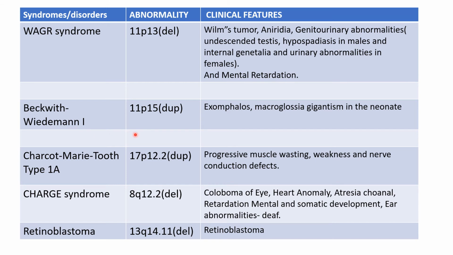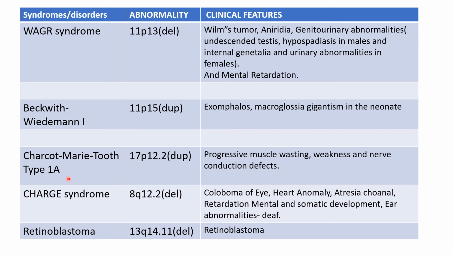Beckwith-Wiedemann syndrome, where the defect is duplication in the short arm of chromosome 11 at region 1 band 5, and individuals present with exomphalos, macroglossia, and gigantism in the neonate.